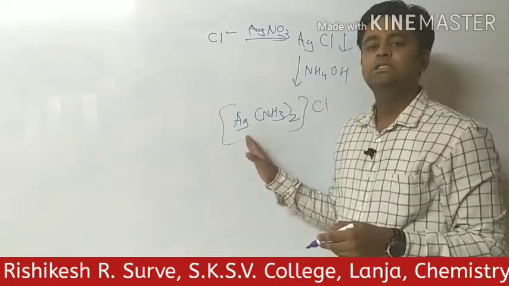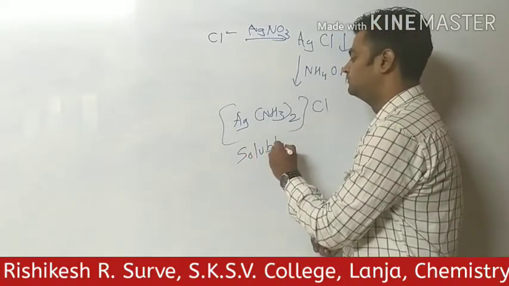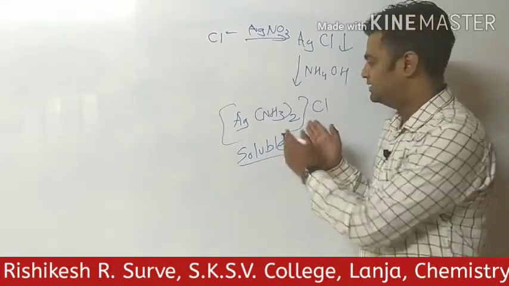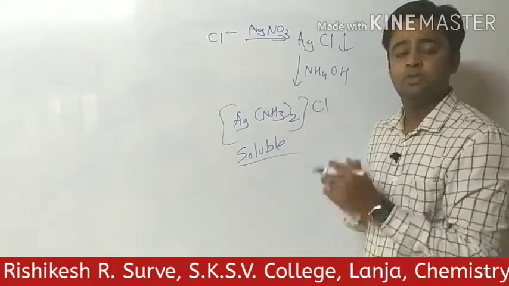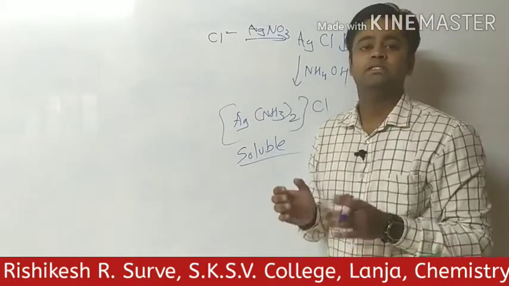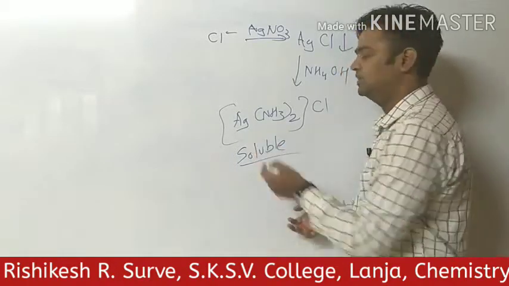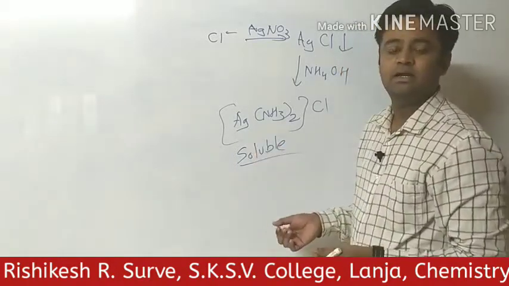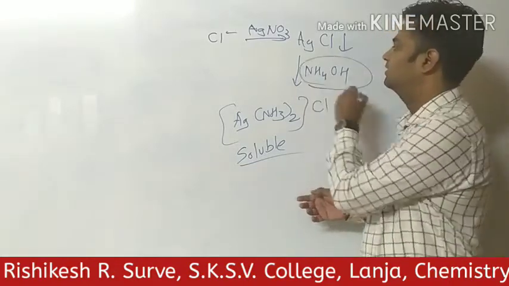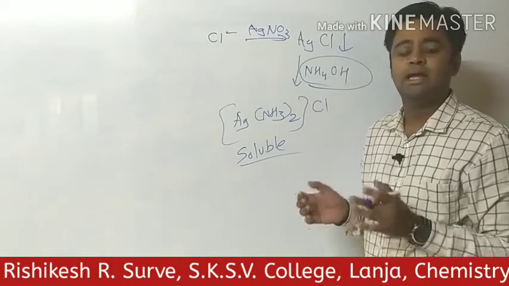diamine silver chloride, which is soluble in water. And this test is used to confirm whether chloride ion is present or not. In this way, this is nothing but a complex, and the role of complexing agent is quite important in inorganic qualitative analysis.